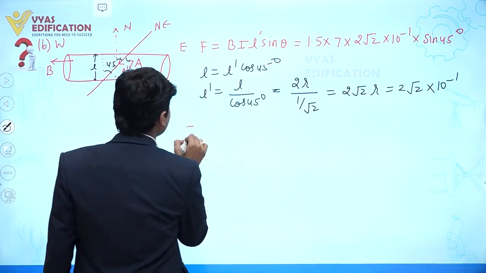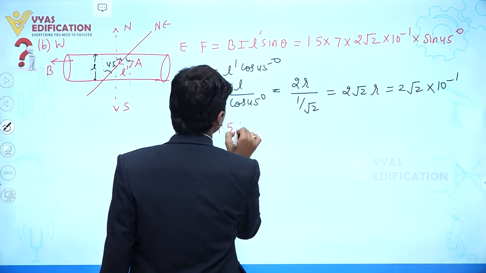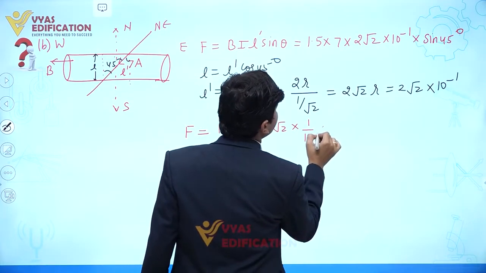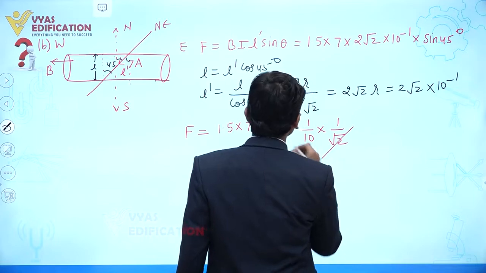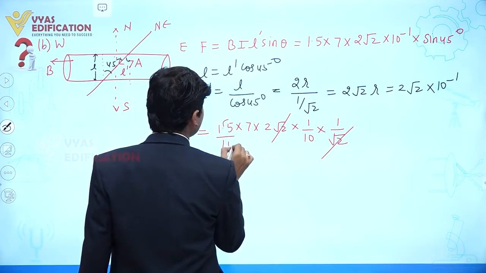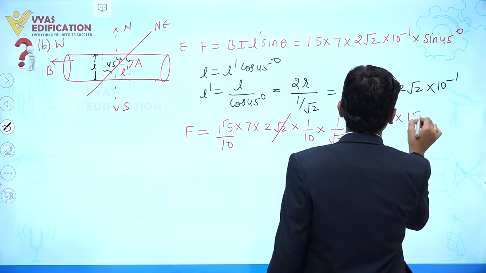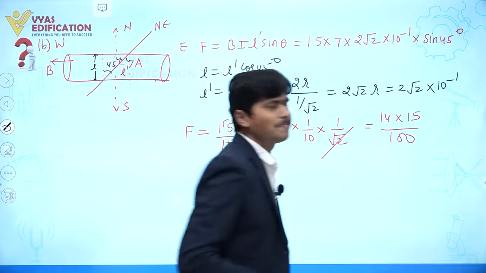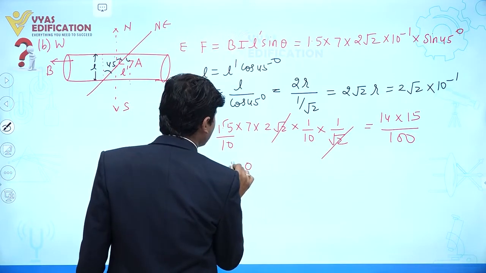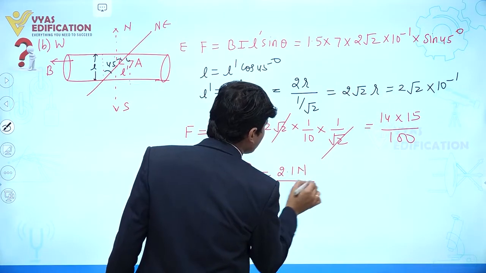So from here we can write the force acting on a current carrying wire is given by 1.5 multiply 7 multiply 2 root 2 multiply 1 by 10 multiply 1 by root 2. This one and this one cancel out. Or we can say this one we have 10. So from here this is 14. So 14 multiply 15 divided by 100. If you multiply it, F is given by 210 divided by 100, and we are getting magnitude 2.1 Newton.